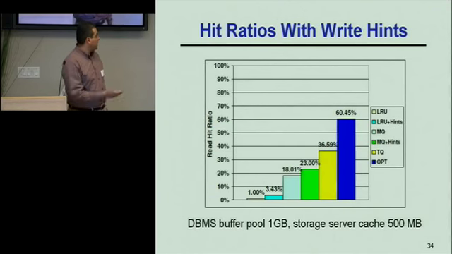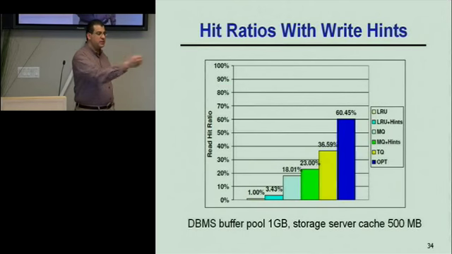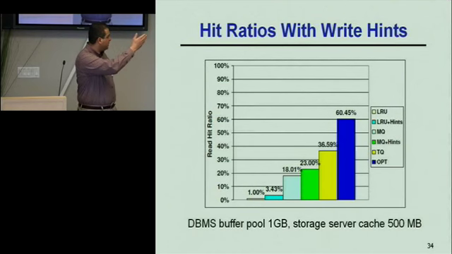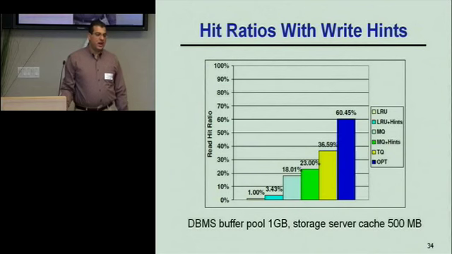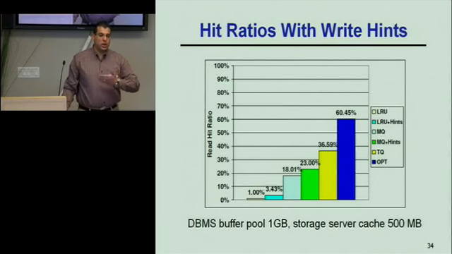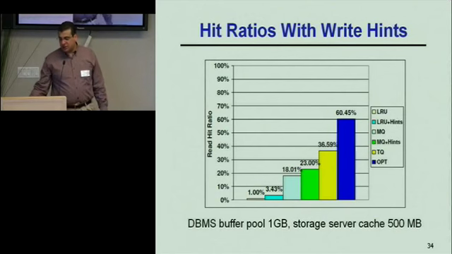Okay? Now, the yellow bar is our hint-specific caching policy. And as you can see, it outperforms all other policies. The blue bar in the end is the optimal offline cache policy. So this is what you get if you know the full trace ahead of time, which is, of course, not practical in an online setting. But it shows us the size of the opportunity. It shows us what we can aim for. Okay? So this is one approach to hints.